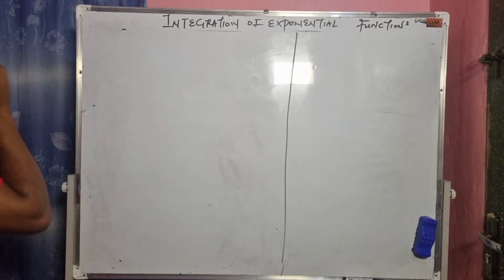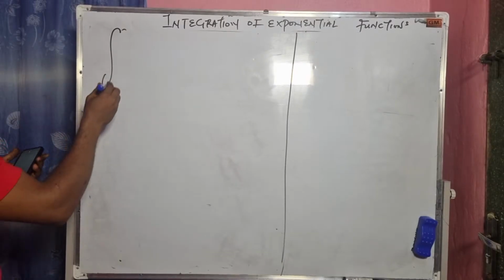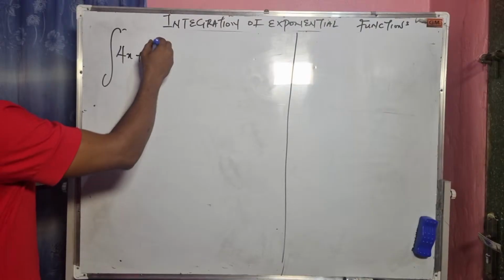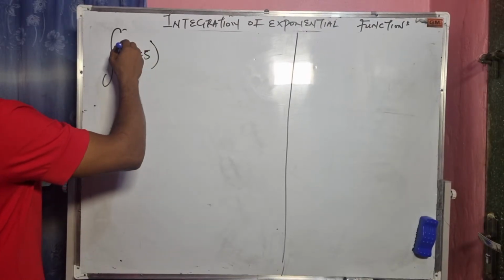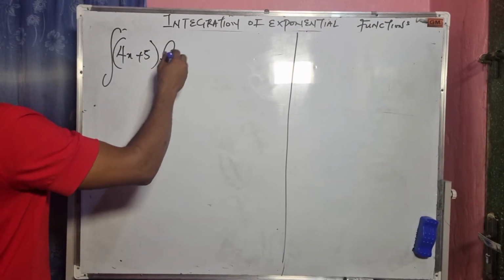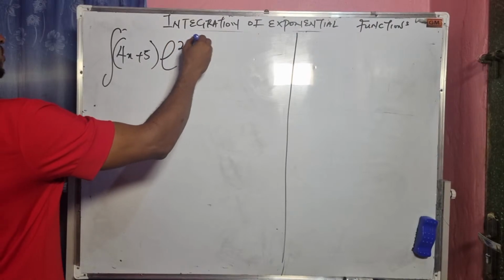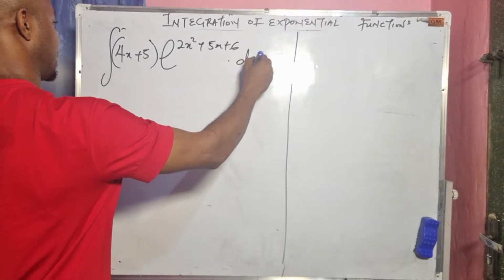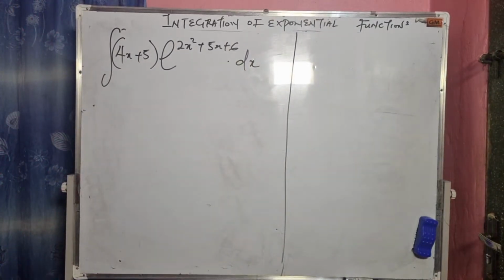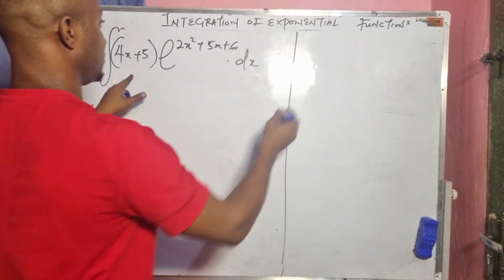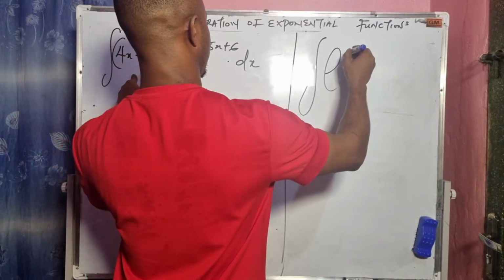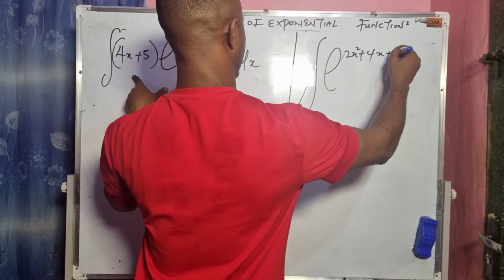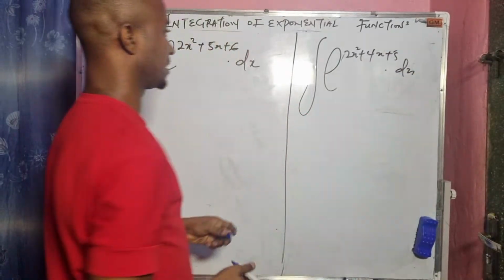If the question comes this way, that we should integrate (4x + 5) exponential (2x² + 5x + 6) dx, this is very, very much possible. This is not the same as the integral of exponential 2x² + 4x + 5 dx. It's not the same as that, right?